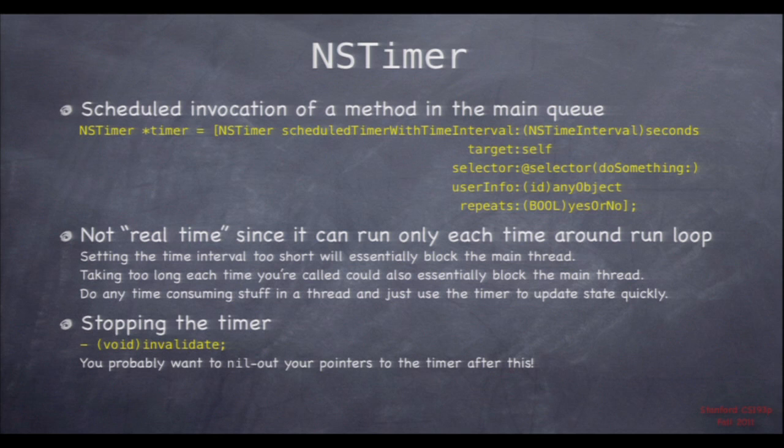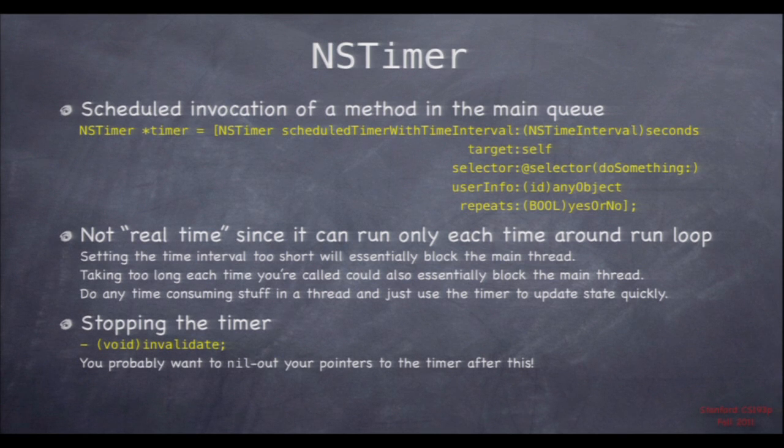You can see the repeats parameter is yes or no. If repeats is no, then it's just going to end and you don't have to do anything. But if it's a repeating one and you want to stop it, you send it invalidate. If you have a strong pointer to the thing, you're going to want to set it to nil. If you have a weak pointer, it'll probably get nilled out by itself. So this is a case where you might use a nil pointer or a weak pointer besides an outlet.